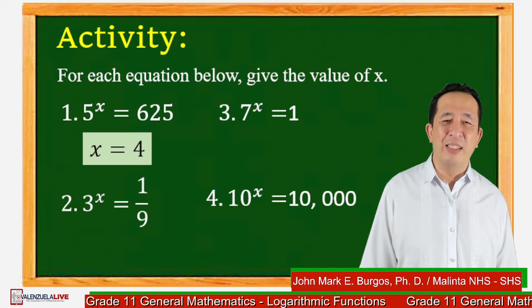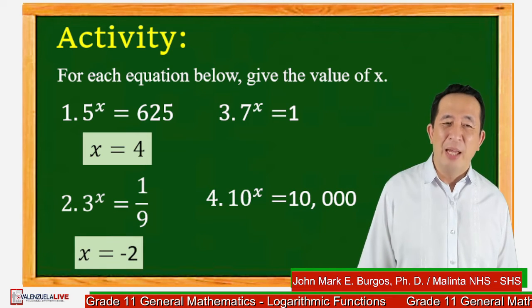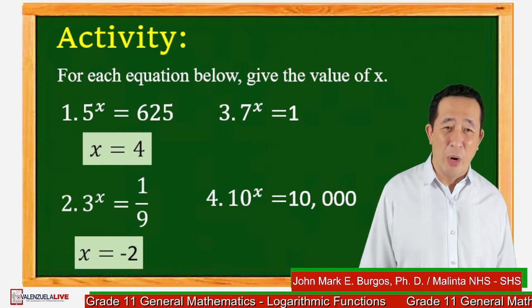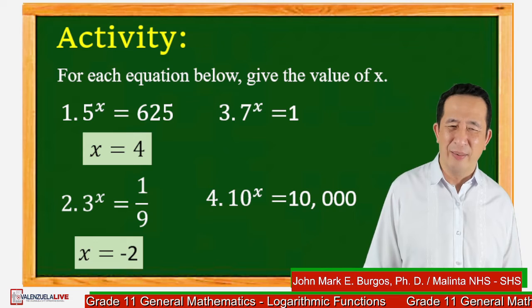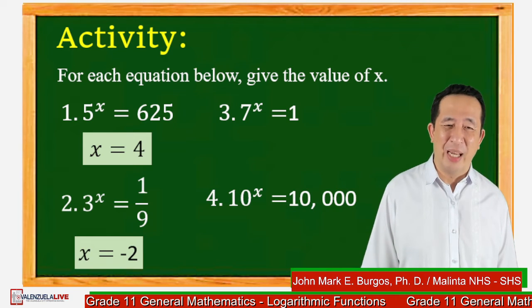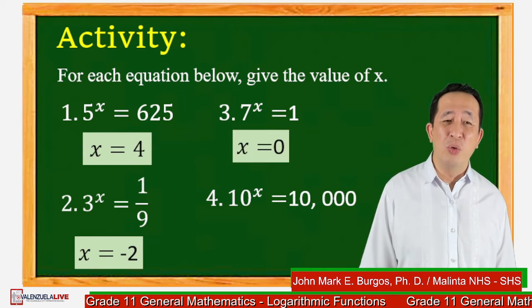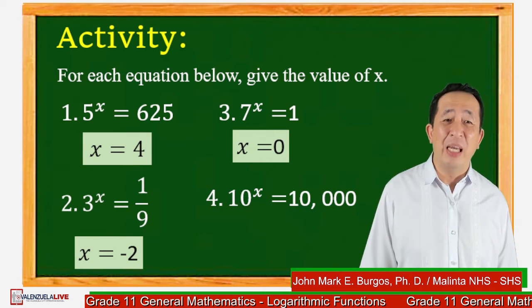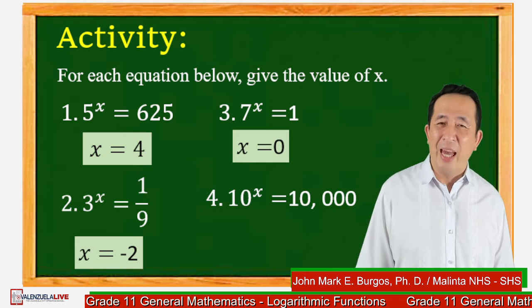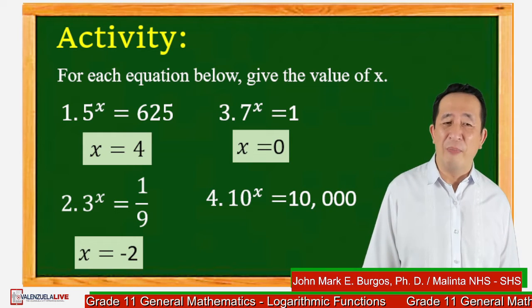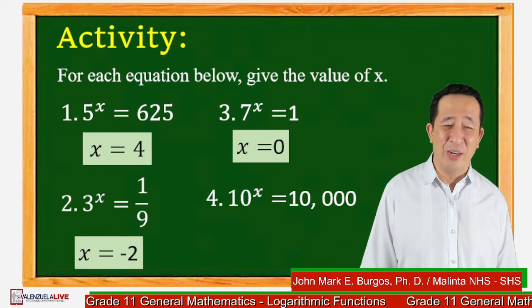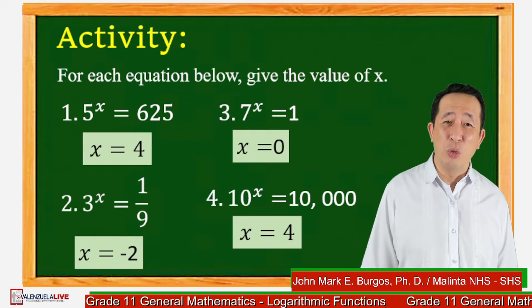The answer is -2. Number 3, 7 raised to the power of x is equal to 1. So what is x? Yes, you are correct. X is equal to 0 because 7 raised to the power of 0 is equal to 1. And number 4, 10 raised to the power of x is equal to 10,000. So what is x? Yes, you are correct. X is equal to 4.